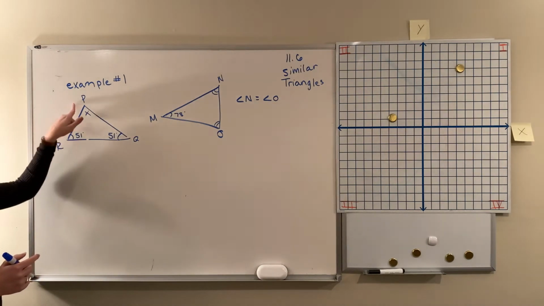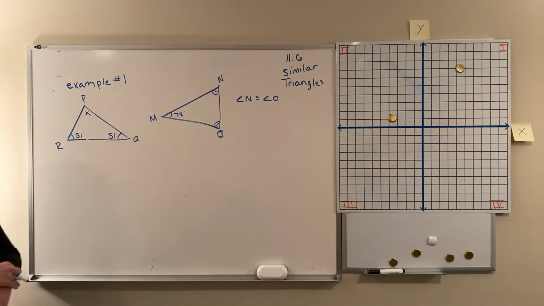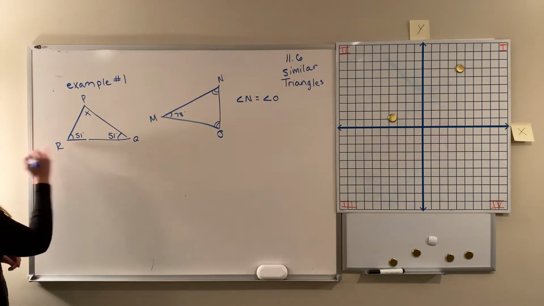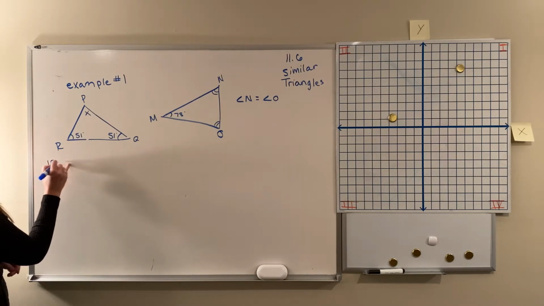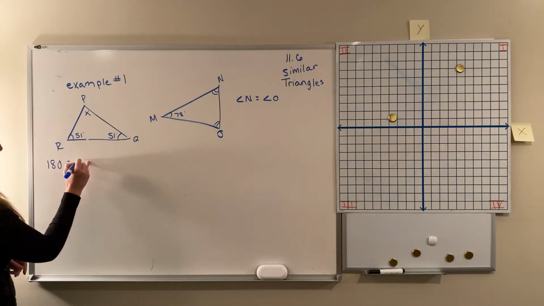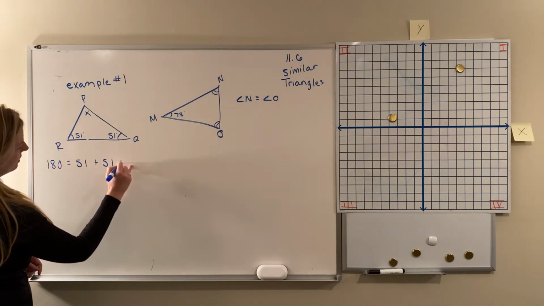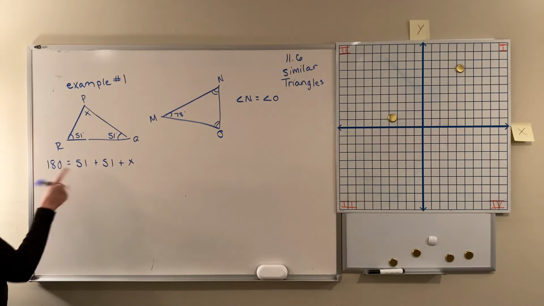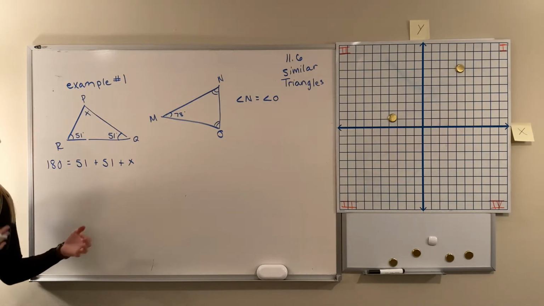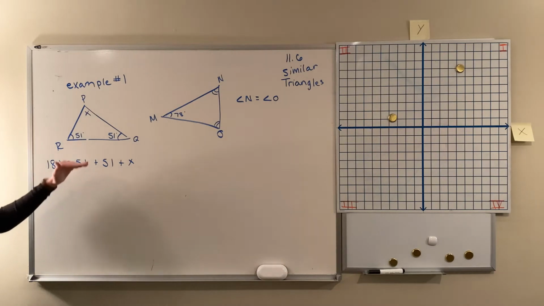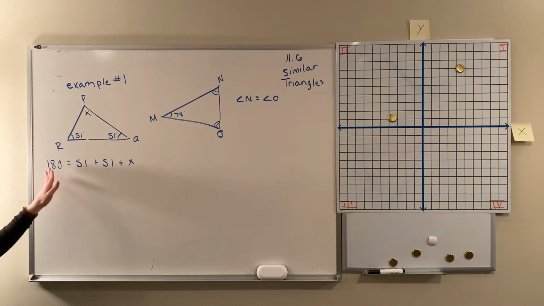So angle R, P, and Q all sum to 180. That means we can figure out what this is. If the total of them all is equal to 180, then we have 51 plus 51 plus x is equal to 180. Your book does it a little bit differently. They state P is equal to 180 minus 51 plus 51, but I'm putting it in the way we normally solve these kind of problems.